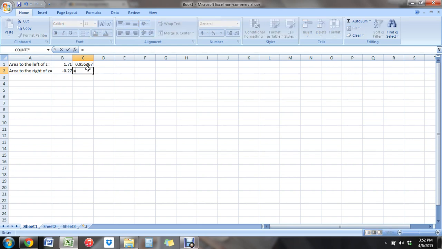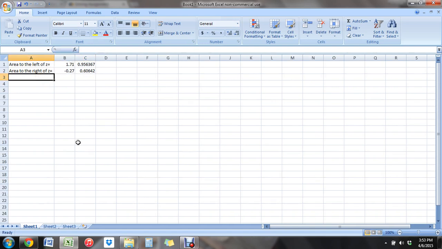So to do that, we take the area under the total curve, which is 1, and subtract the area to the left. That'll give us the area to the right. So 1 minus the NORMSDIST function, and give it your z-value. That's the area to the right of the z-value.